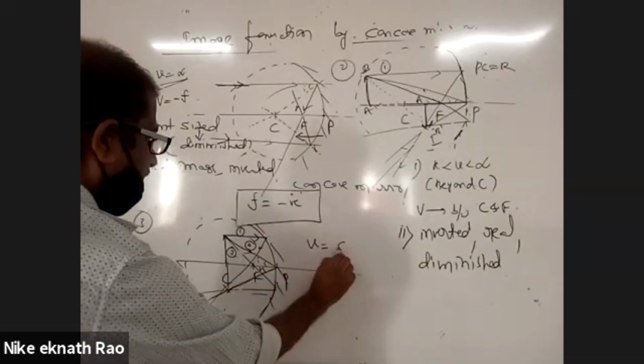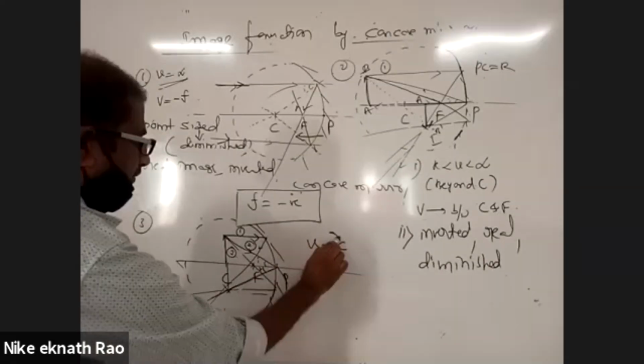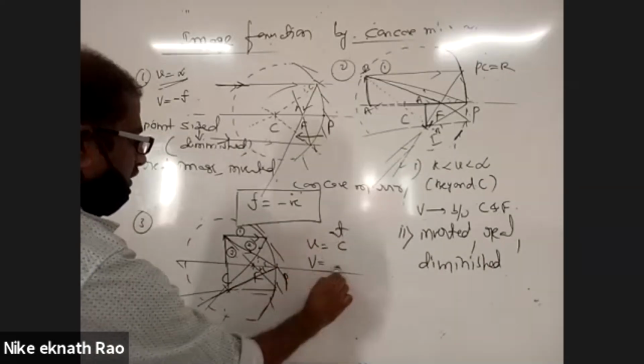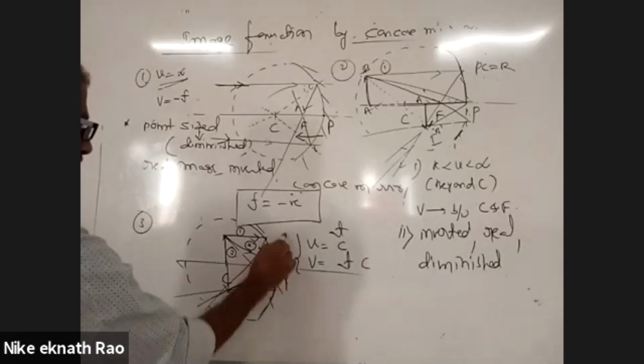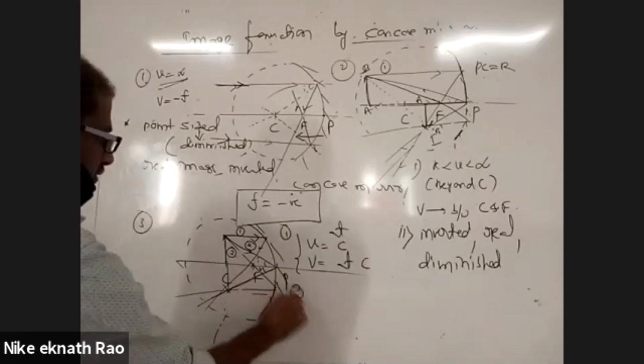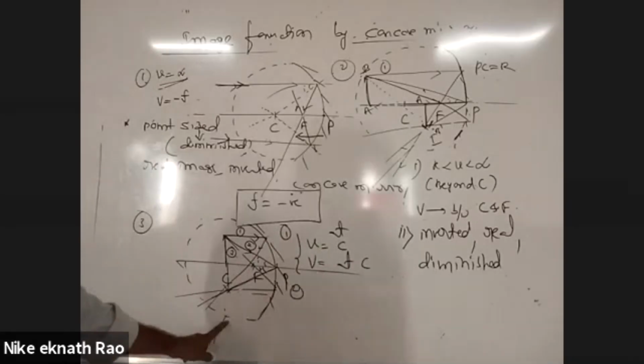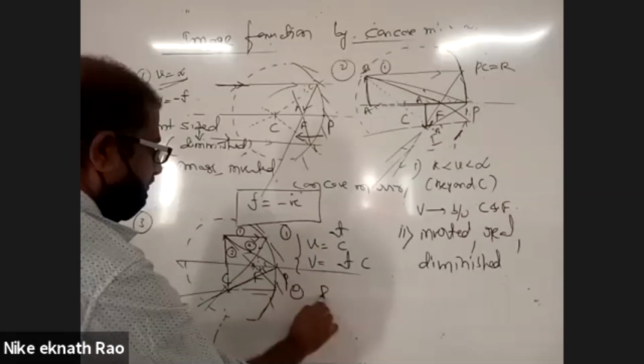Object distance is at C, and the image is also at C.